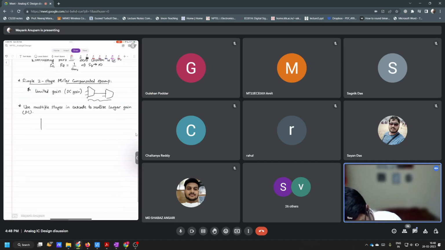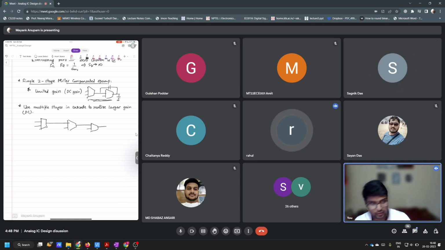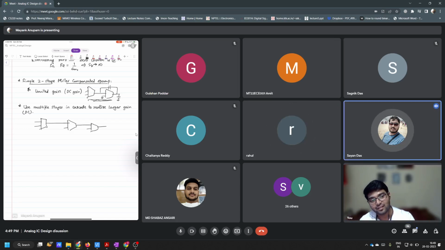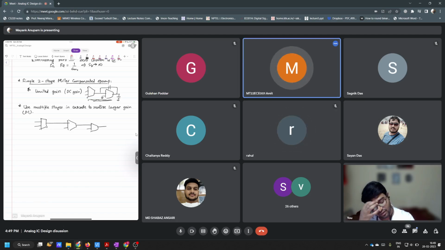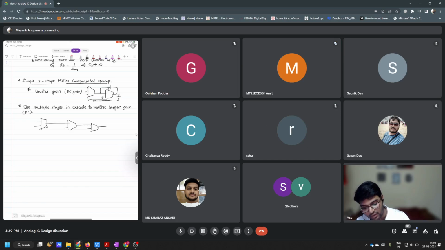One example is simply like this: you do this, you do this, you do this, and now if you have three stages like this, do you understand why we require compensation here? I mean, why did we require compensation in two stages also? What was the reason that we added this capacitor? Pole splitting was the main reason, right? And what was the reason for splitting the poles? Phase margin, to maintain minus 20 dB per decade slope near unity gain bandwidth to make the system stable.